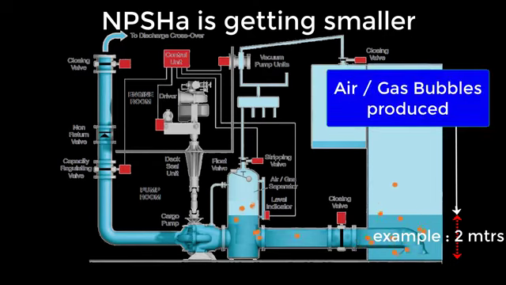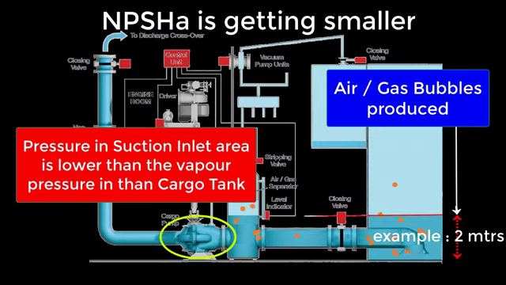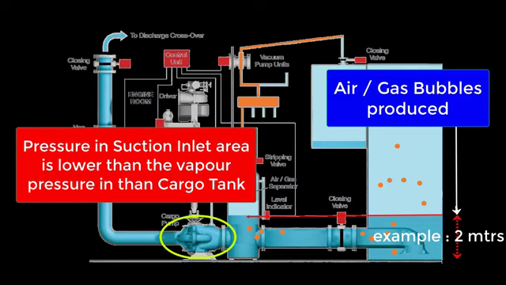This condition was created due to the lower pressure in the suction inlet area of the pumps versus the vapor pressure within the cargo tanks. Now, I would like to term the AUS system literally as a deceiver. Basically, the pump is deceived by the AUS, or automatic unloading system, telling the pumps that the cargo tanks are still full, though it's literally just about down to its stripping level.